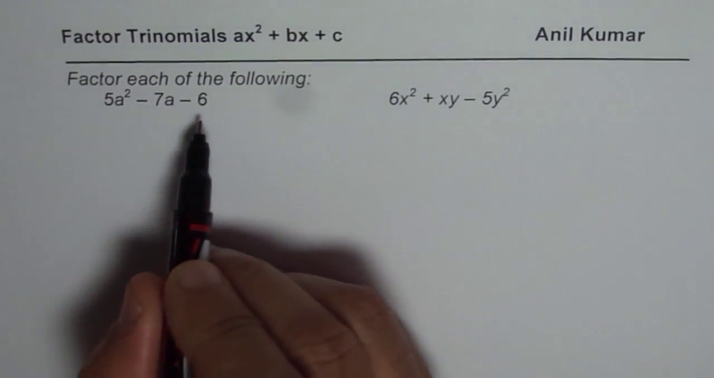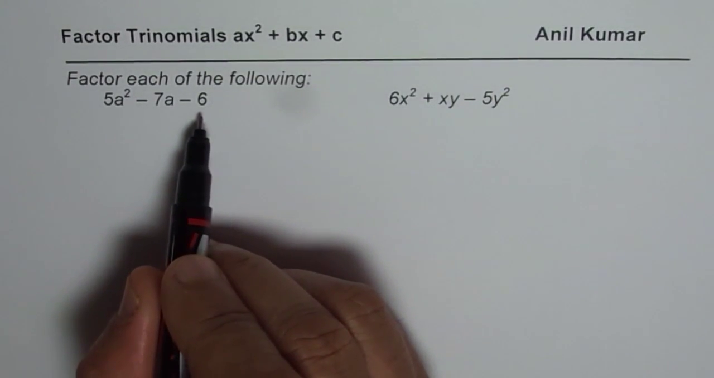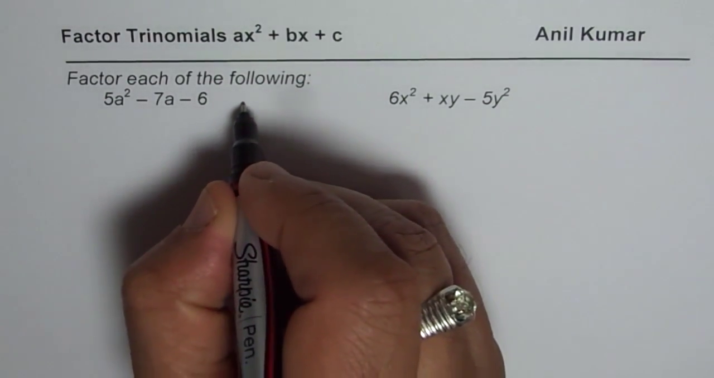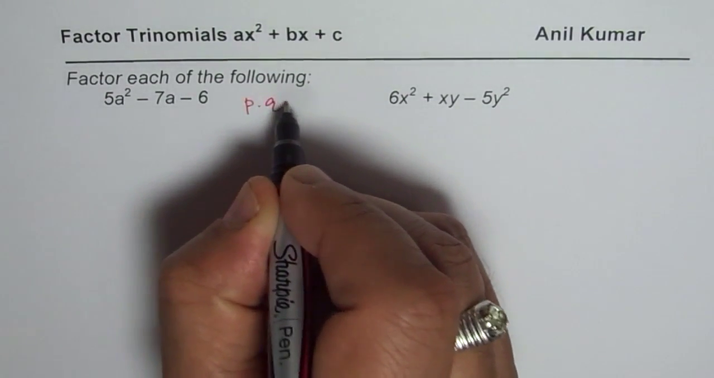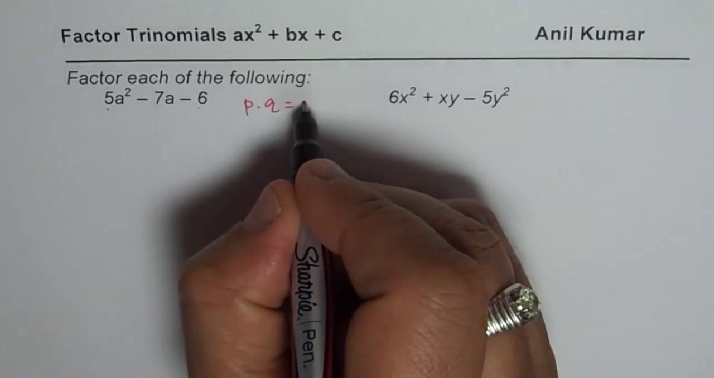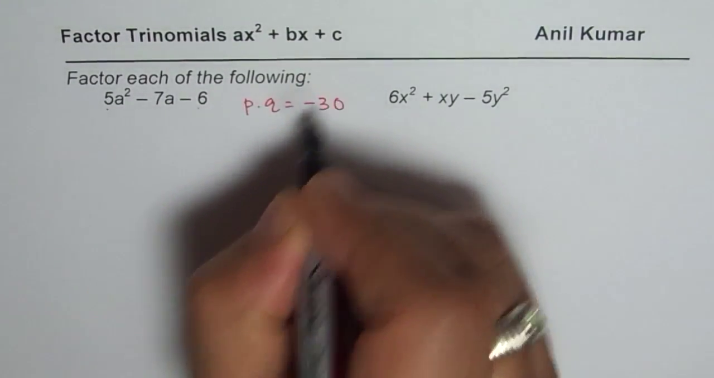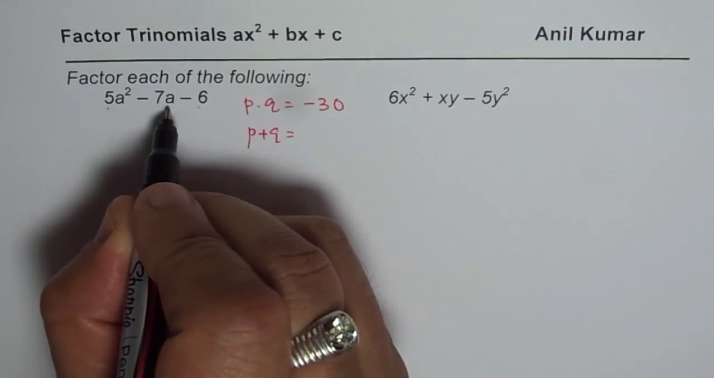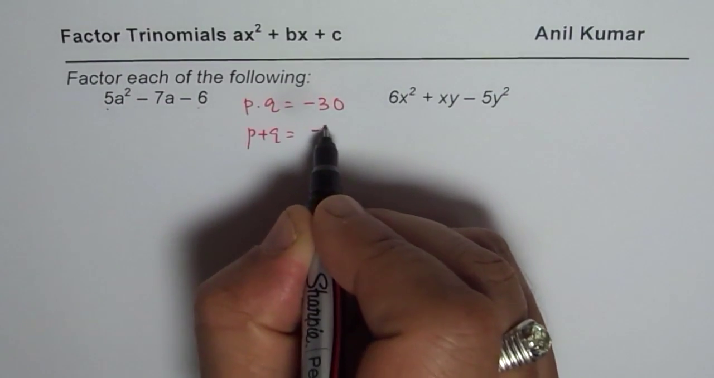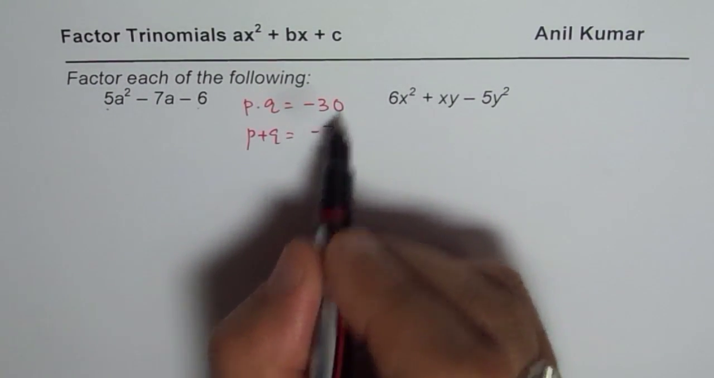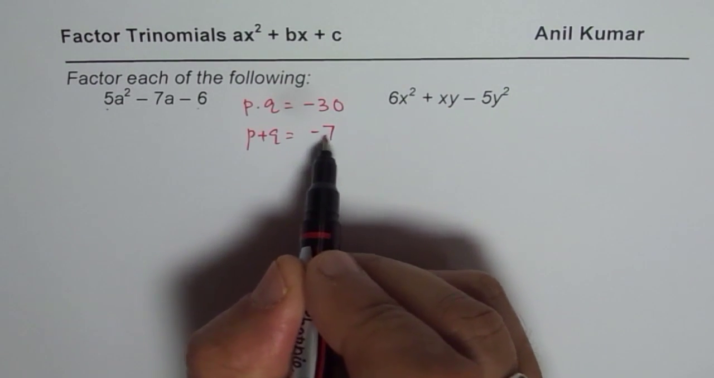How are we going to factor? Now the method being adopted is to find product and sum. The product of two numbers should be such that it is 5 times minus 6, so that is minus 30. And the sum of these two numbers should be the coefficient of a, which in this case is minus 7. So we are looking for two numbers whose product is minus 30 and sum is minus 7.